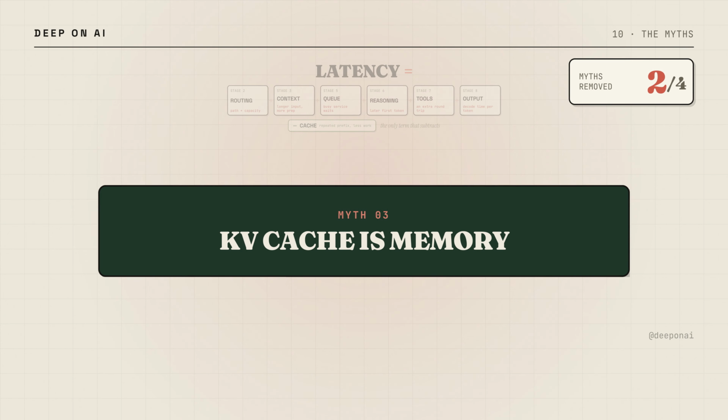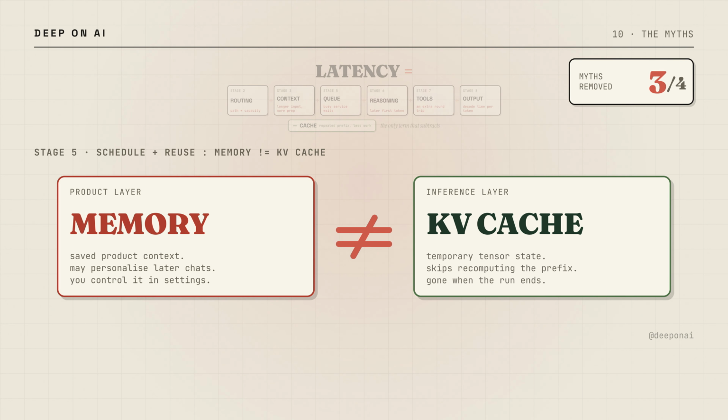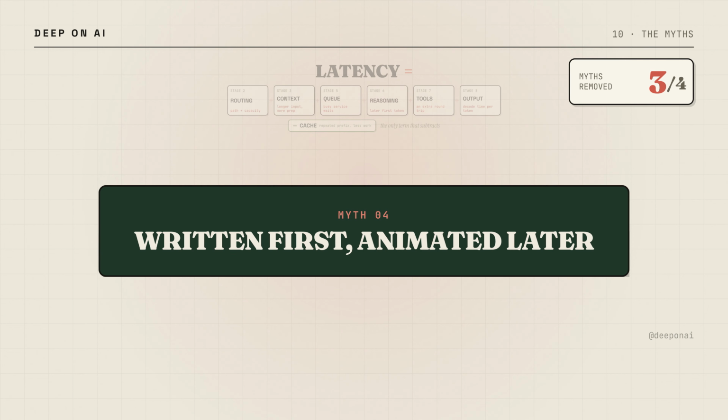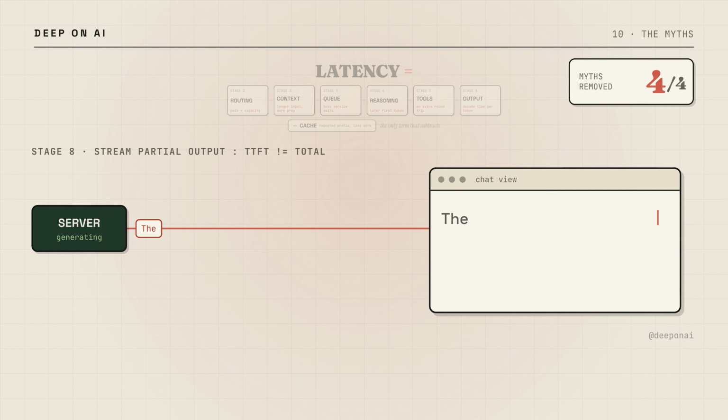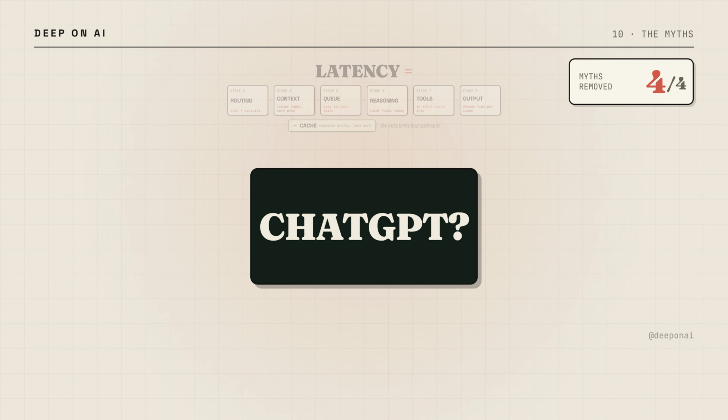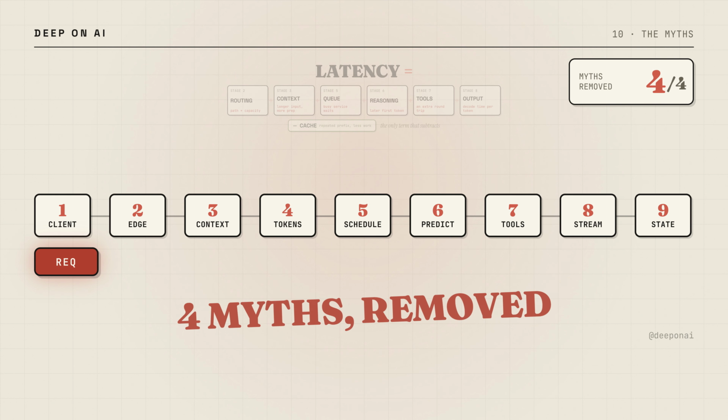Myth 3. KV cache is long-term memory. It is not. It is numerical inference state used to avoid repeated computation. Myth 4. The answer is written first and animated later. In a streamed response, output is generated and delivered incrementally. Once you separate context, computation, tools, and product state, ChatGPT stops looking like one magic box.